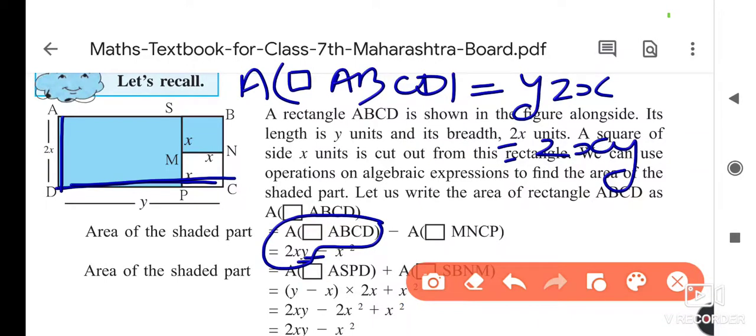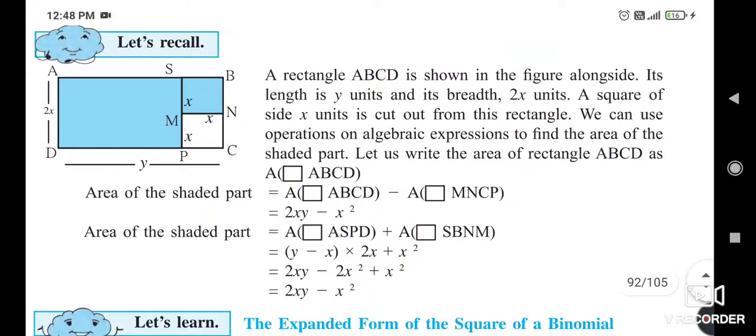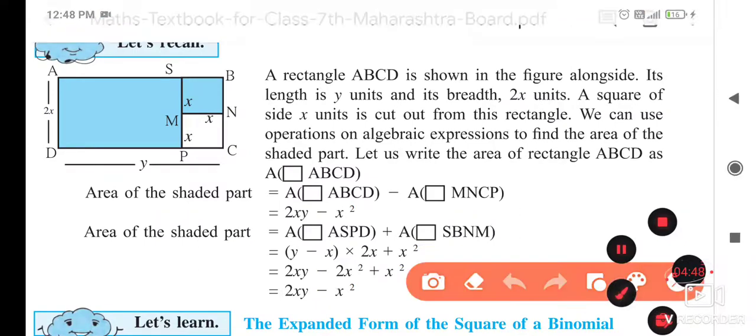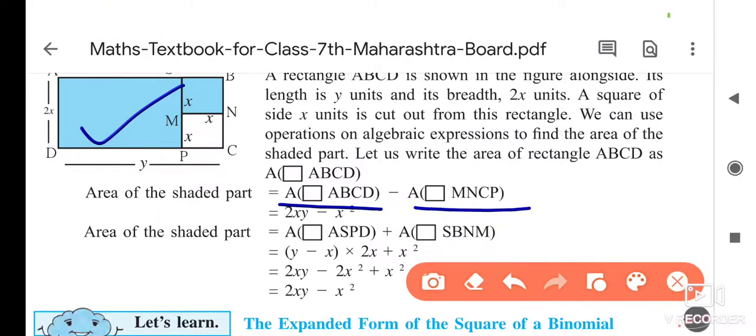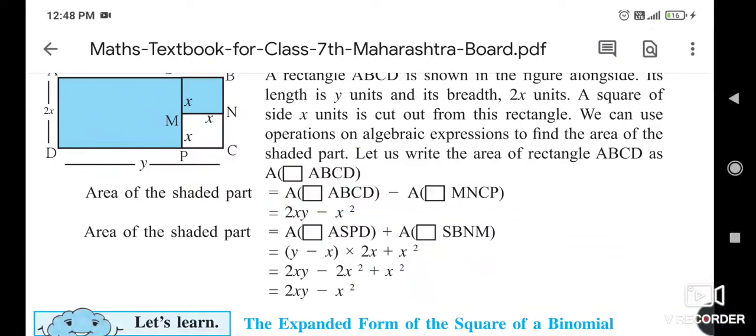Now what is the area of MNCP? MNCP is a square, so the formula for the area of a square is side squared. So x into x is equal to x square. In this way we can find the area of the shaded portion from the figure. So area of ABCD minus area of MNCP is equal to 2xy minus x square.